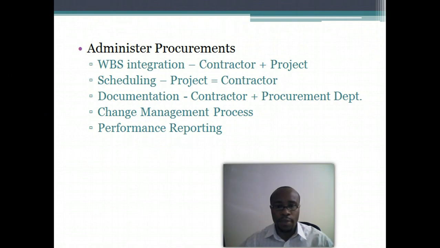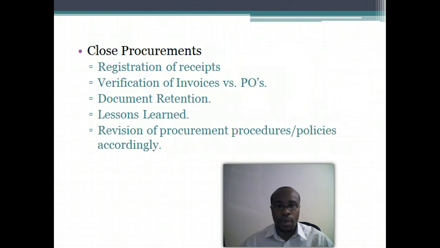And finally, performance reporting is established with the contractor on a periodic basis. The contractors have to provide performance reports for how much work they have completed versus how much work was planned. And then the final portion of this is actually closing procurement.